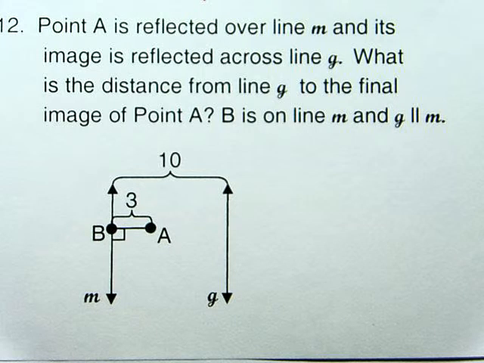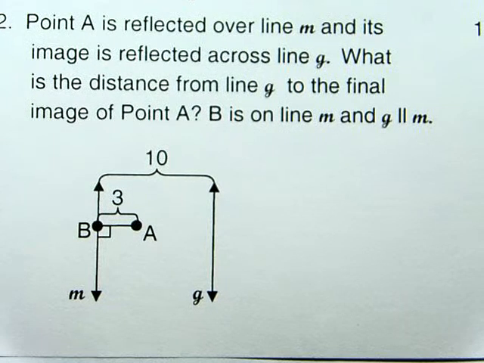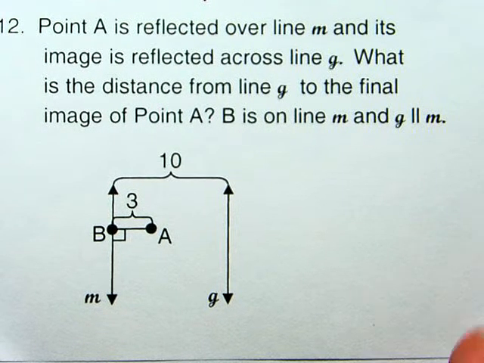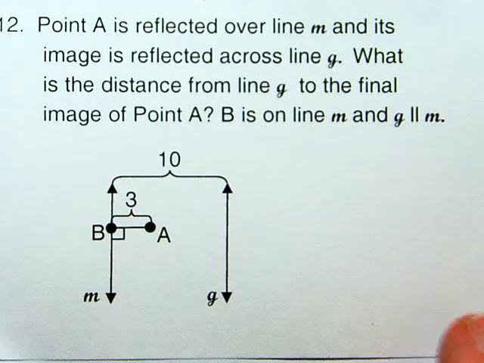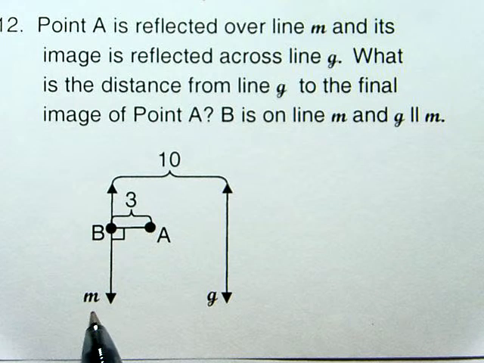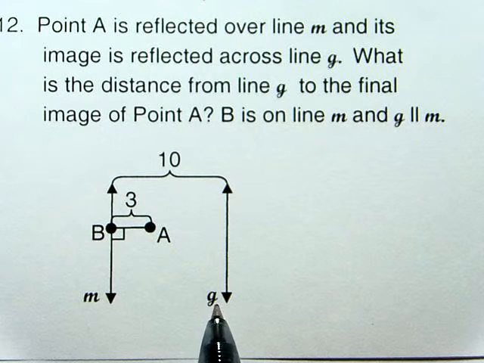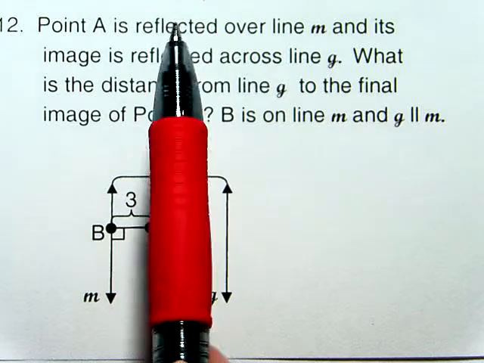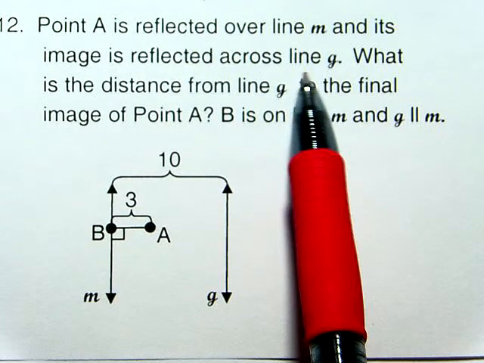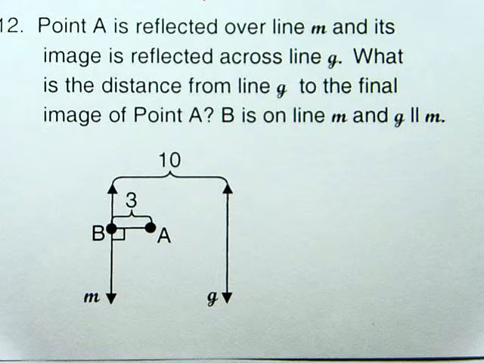So we are now up to problems 12 and 13, and these are different kinds of problems. We're still dealing with reflections, but we've got a drawing that doesn't look like a triangle or a parallelogram or anything, but we're being shown two parallel lines. So we've got line M and line G that are parallel to each other, and we're told that point A is reflected over line M, and its image is then reflected across line G. So we have two reflections that are happening here.